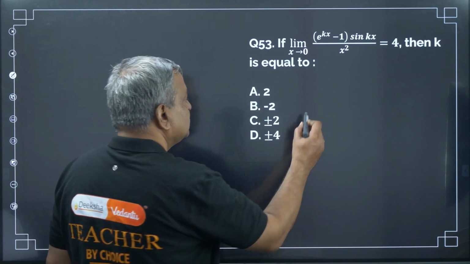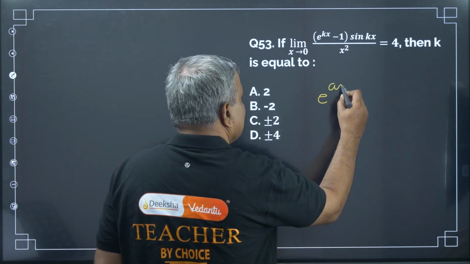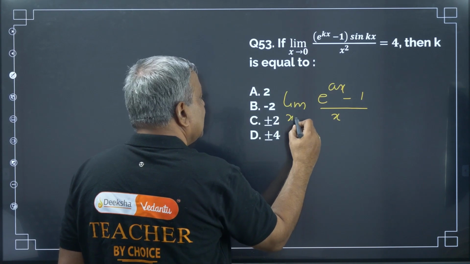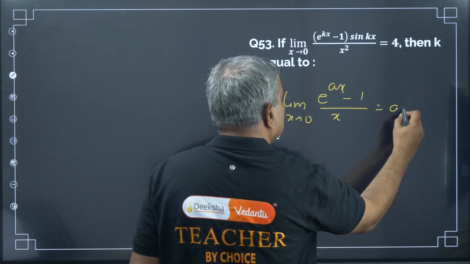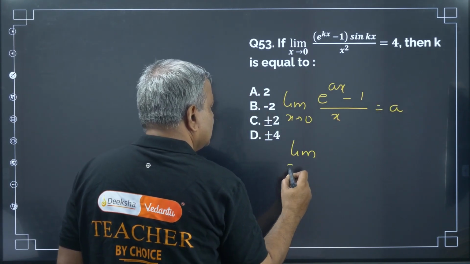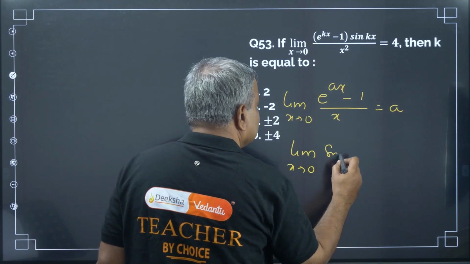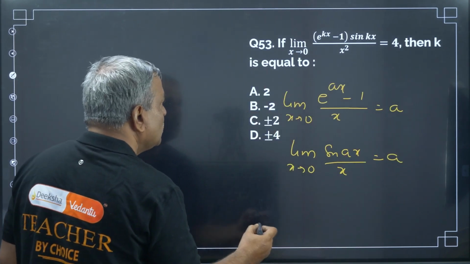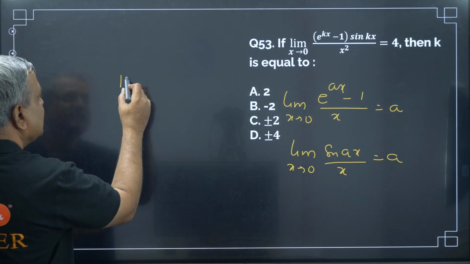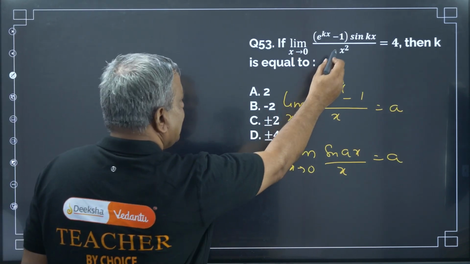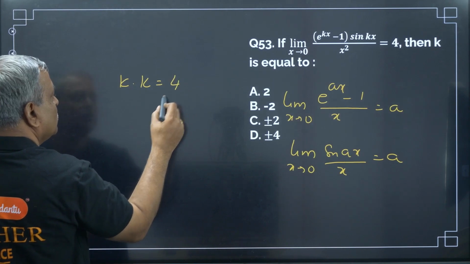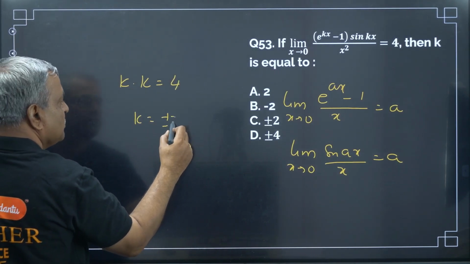Before that, the concept is: limit as x tends to 0 of (e^(ax) − 1) by x is equal to a, and limit as x tends to 0 of sin(ax) by x is equal to a. Apply the same concept. This will become k, this will become k, and the sin x by x will also become k, so k squared is equal to 4. So k equals plus or minus 2, option C.